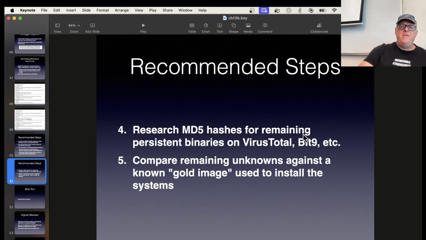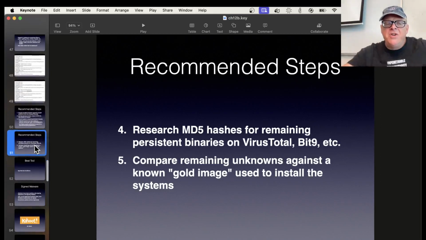Then look at the MD5 hashes for remaining things on VirusTotal or one of the other online databases of malware to see if it's known malware. And the remaining unknown things, you can compare them against your known image, if you're at a company that used to install the system, and see if they were included in your original image or not. And then you'd get down to a relatively small number of files to examine further because they seem to be malicious and might be malware.